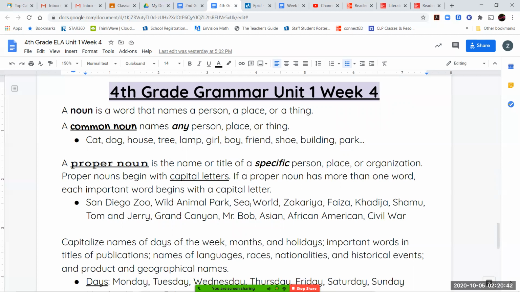So your names are proper nouns. I'm not saying the students or the boy or the girl. I can say Zakaria or Faiza or Khadija. If I'm talking about a specific animal that has a name, I can say Shamu. If I'm talking about not any cat and mouse, I'm talking about Tom and Jerry. I'm not talking about any canyon, I'm talking about the Grand Canyon or Mr. Bob.